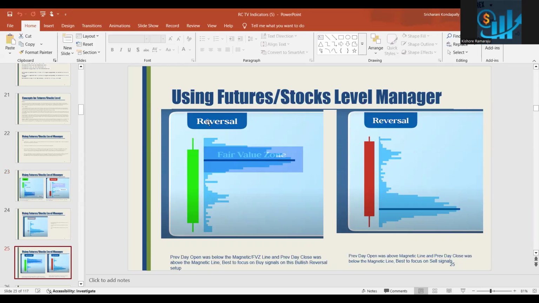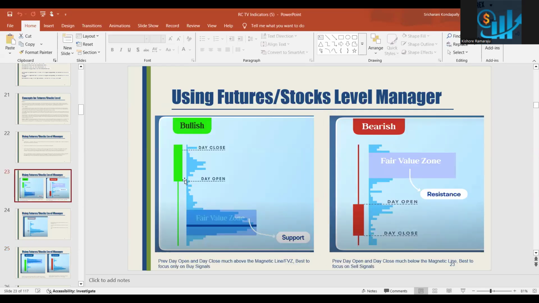But whereas this is a trend reversal candle, where your open... I was showing you the gold example, right? That is where it did not open above the magnetic level. It opened below the magnetic level, but by the time it closed, it became bullish. That means buyers took the control as part of the day. Here, at the open of the day itself, it was bullish. Close of the day also, it was bullish. Here, at the open of the day, it was bearish. Close of the day, it was bearish.